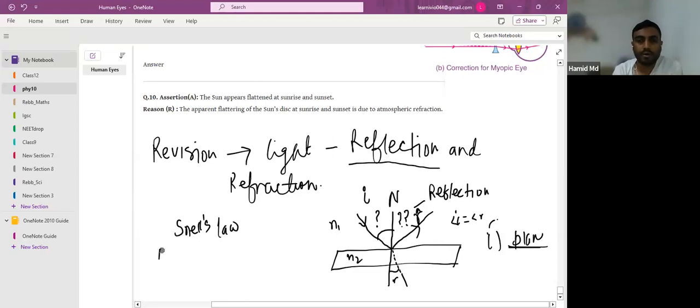But the second point is Snell's law. You have to remember it. We can write it as n1 sine i equals n2 sine r.